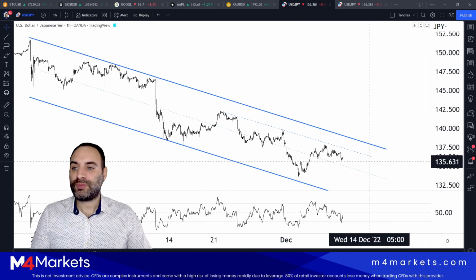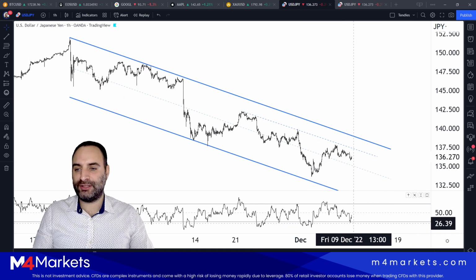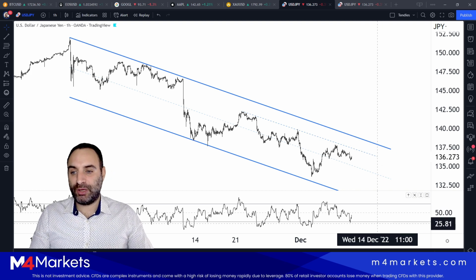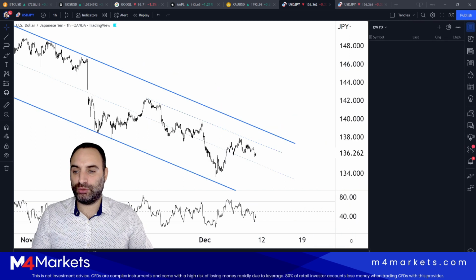Now, it's not important we get the divergence, but I would prefer to see a divergence before entering the market personally, because the divergences are really supporting a potential move into a certain direction of the market. So that's on dollar yen.